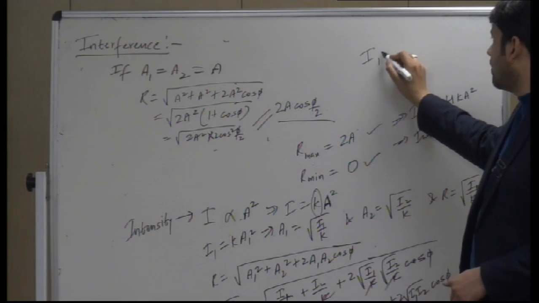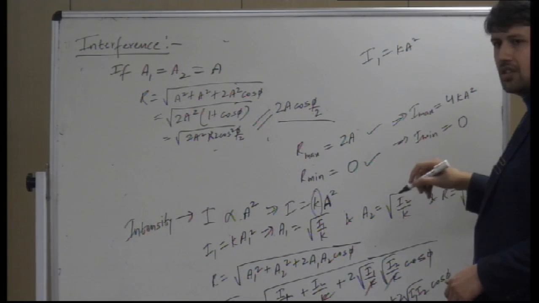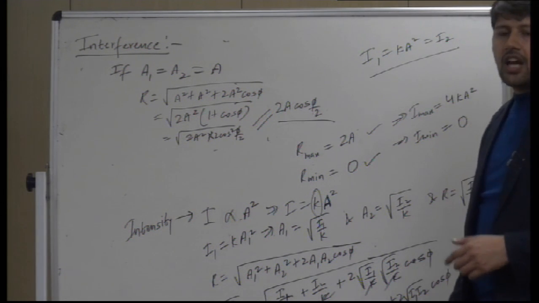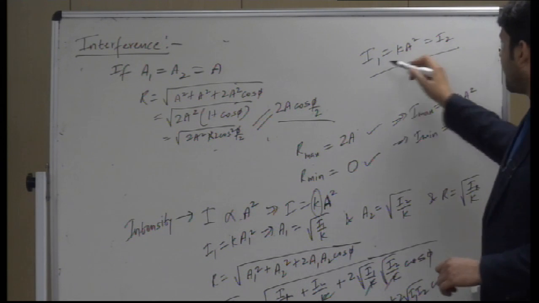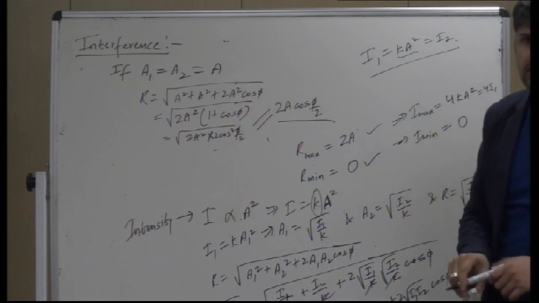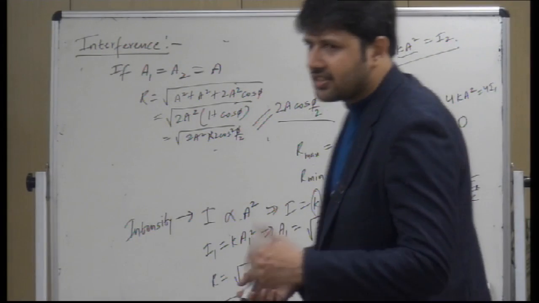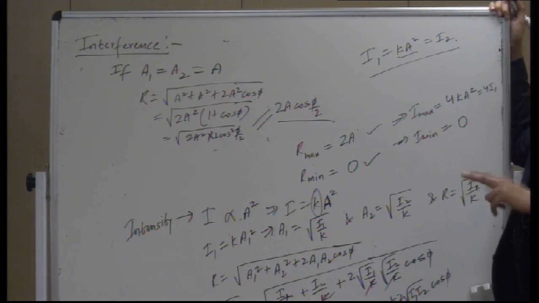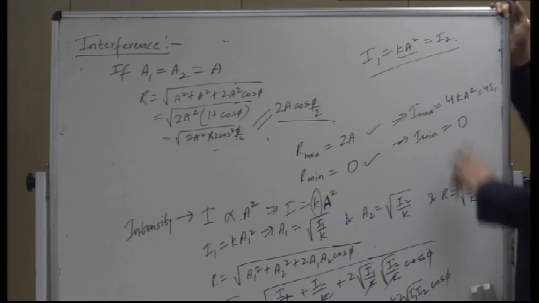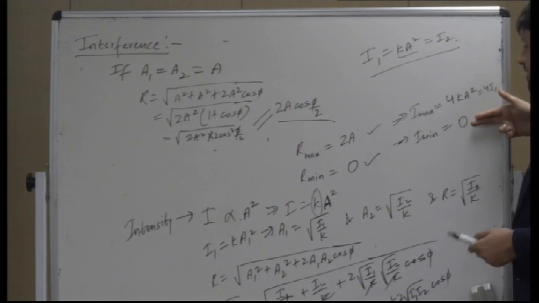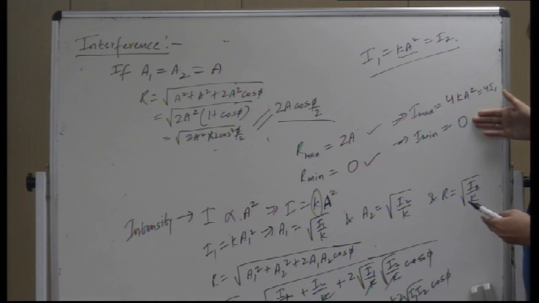Initial intensity was Ka square, right? I1 and I2 would be equal because amplitudes are equal. So if I1, I2 both are Ka square, this would become 4 times the individual intensity. At any point, I intensity is coming from one wave and I intensity again from another wave. Total should be 2I, but here we are getting 4 times. So the intensity coming to this portion, it should also be 2 I1, right? This is transferred to this portion.